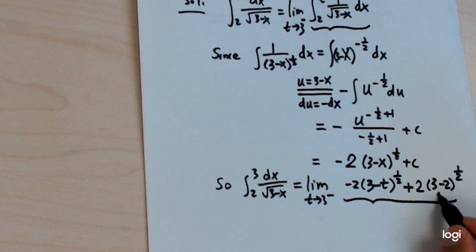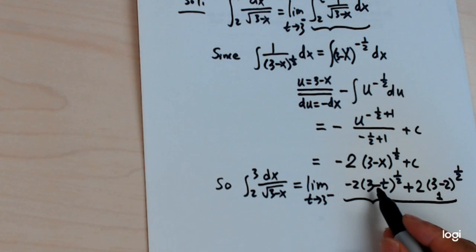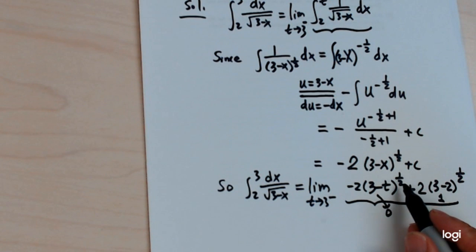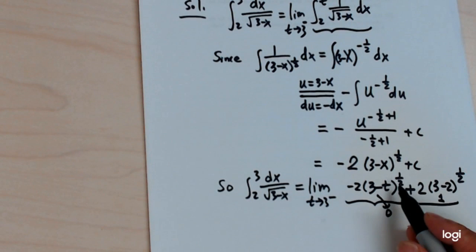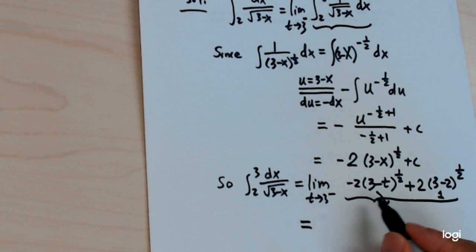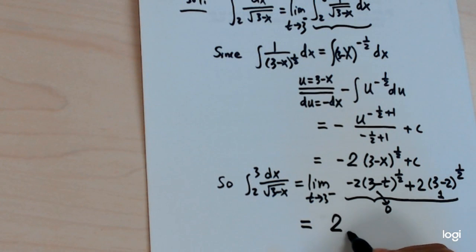This is obviously just 1 back here. This one, when t goes to 3, 3 minus t goes to 0. This goes to 0, because the power here is positive, and 0 to the power 1/2 will be 0. That's why we say the answer is 2. Okay, the answer is 2. So that's the first problem.